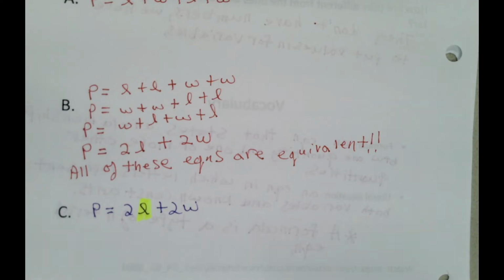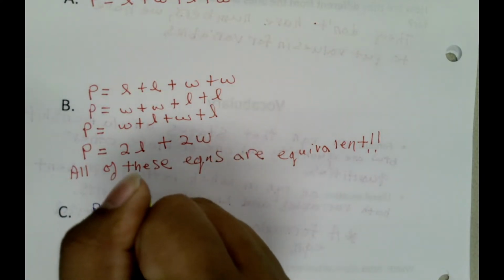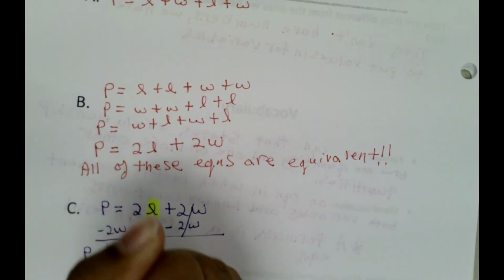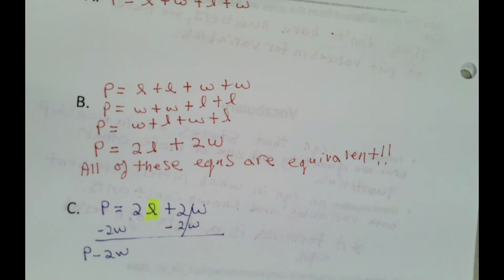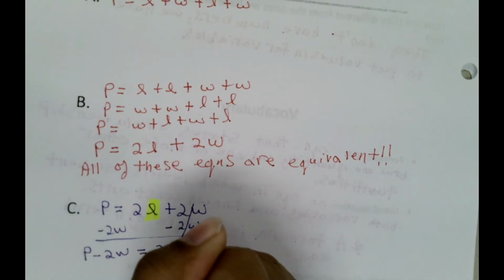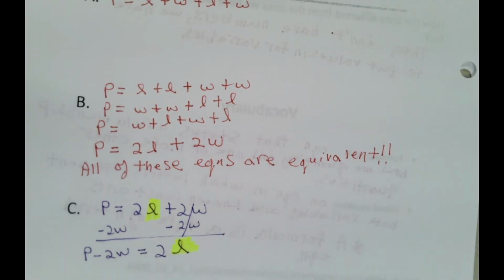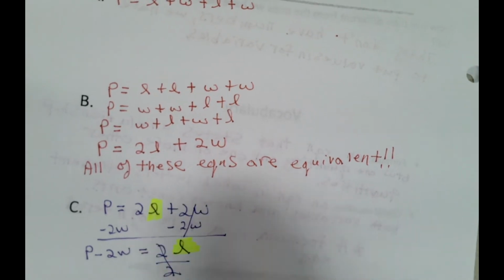P minus 2W equals, bring down what we still have, 2L. Well, our goal is still to get L all by itself. So L's not by itself, it's being bothered by that 2. But we know how to get rid of the 2. It's being multiplied, so we're going to divide. That's going to cancel, and we're going to divide by 2 over here. Well, we can't do anything now, because we don't know what that number is. So L is equal to P minus 2W all over 2. There you go. Now our L is all by itself, and if we know the perimeter and the width, we can just plug it in to get what our length is.